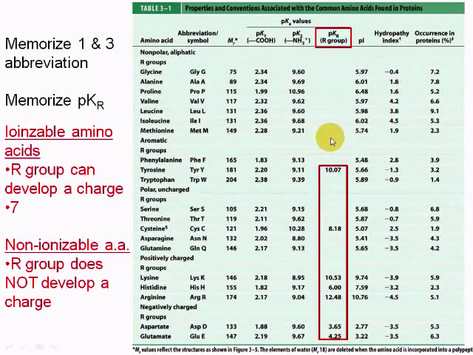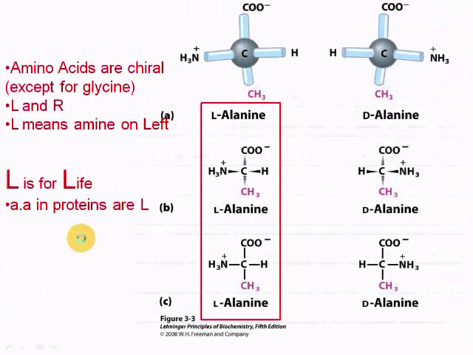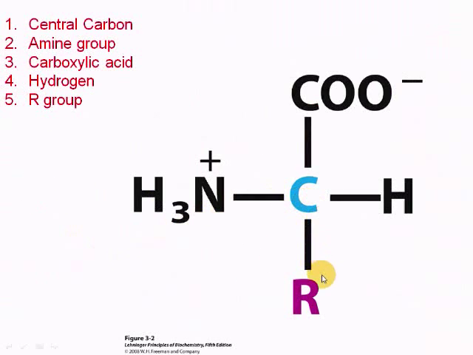Okay, so with pKr, there's 7 amino acids, and the pKr means that the R group can develop a charge. There's 7 of them. With the non-ionizable R group, so the other 13, the R group does not develop a charge. And so if we go back to this picture, for the amino acids with a pKr, this R group would develop a charge.